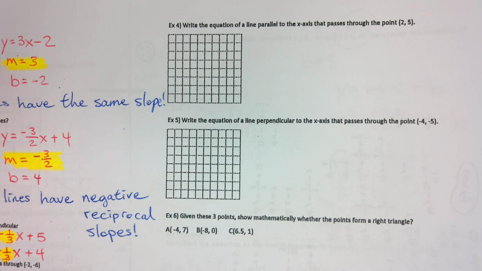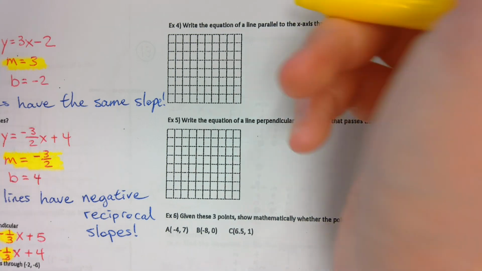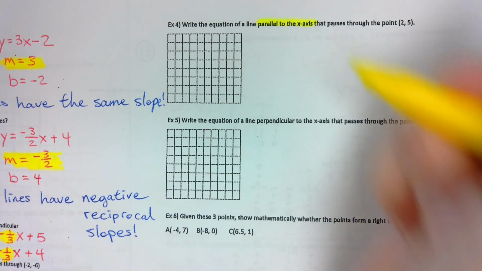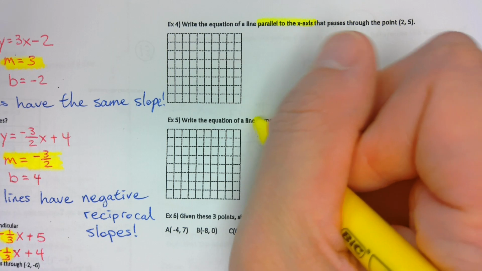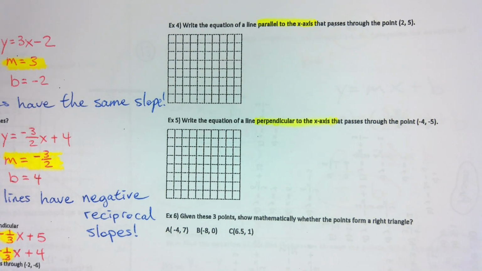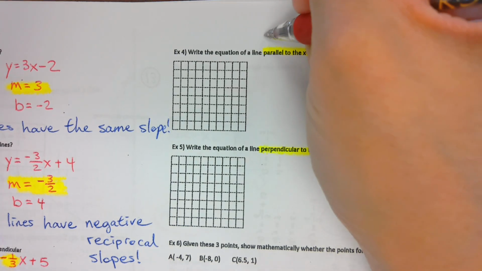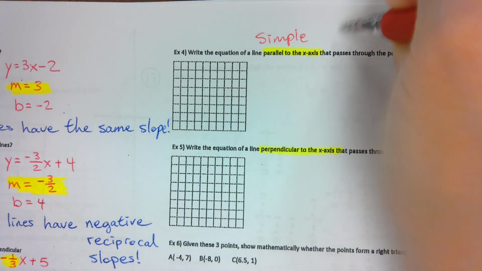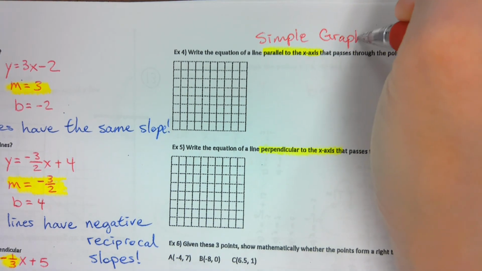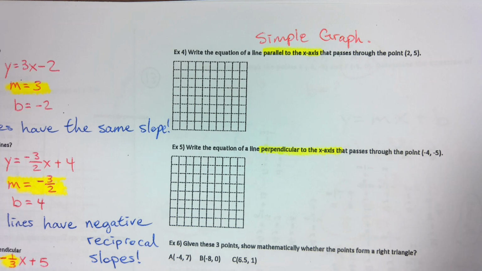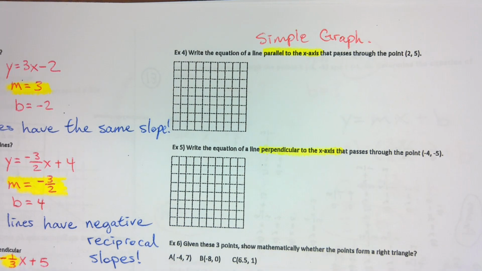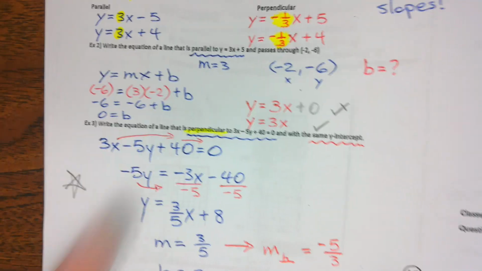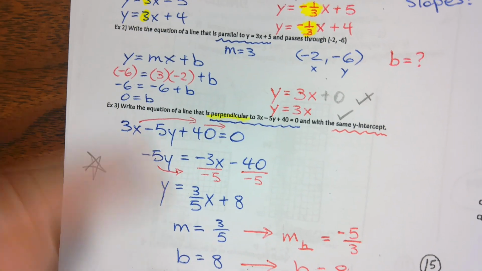So examples 4 and 5 are a little tricky. Whenever you see questions like parallel to the x-axis, perpendicular to the y-axis, the best way to do these questions is to do a simple graph. Okay, with these type of questions, you just want to draw a simple graph. That's the easiest way to solve it. It's actually harder to solve it algebraically.